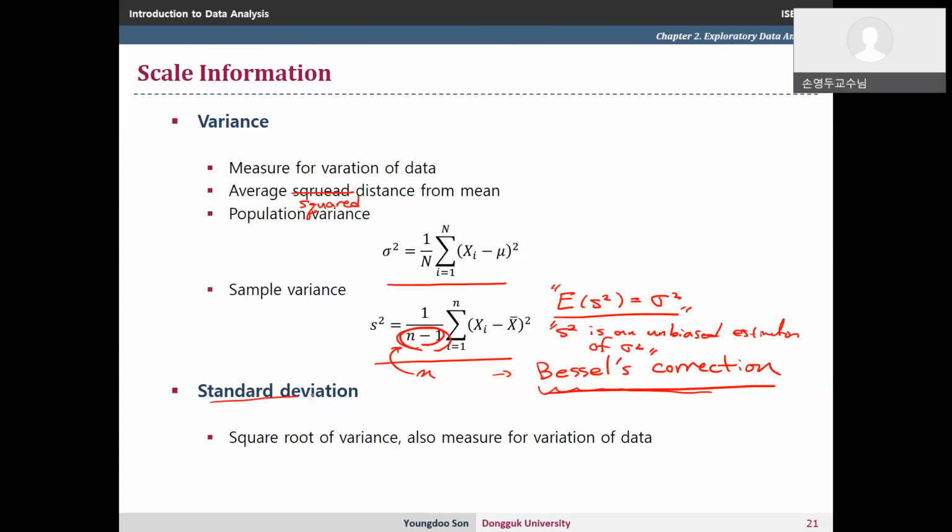And the standard deviation is just the square root of variance. So why do we take the square root of variance to make standard deviation? Because then the unit of standard deviation becomes the same as the observation. Actually, the unit of the variance is squared because we use the squared distance. So the unit of variance is the square of the unit of observation. However, the standard deviation uses the same unit as the observation.